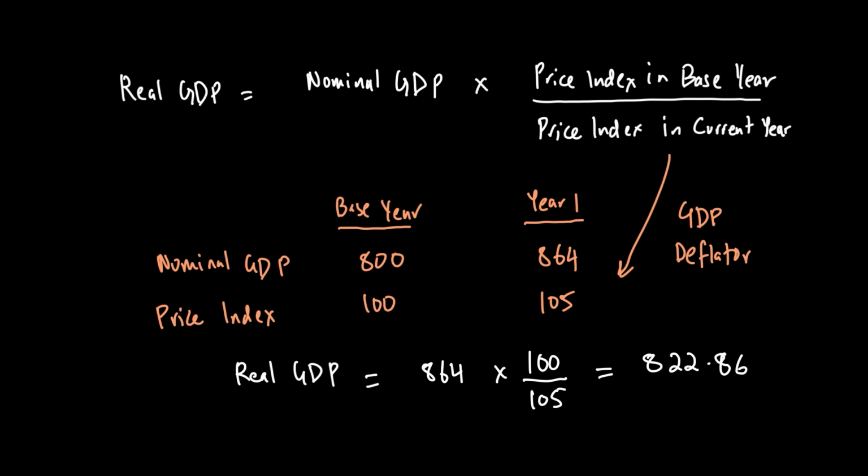822.86, which means that although your GDP has gone up from 800 to 864, which means by 64, of this 64, only 22.86 is happening because your output has gone up. The rest of it is simply because there is a 5% inflation that is taking place. So we want to deflate our nominal GDP to make it become real GDP by using this formula.